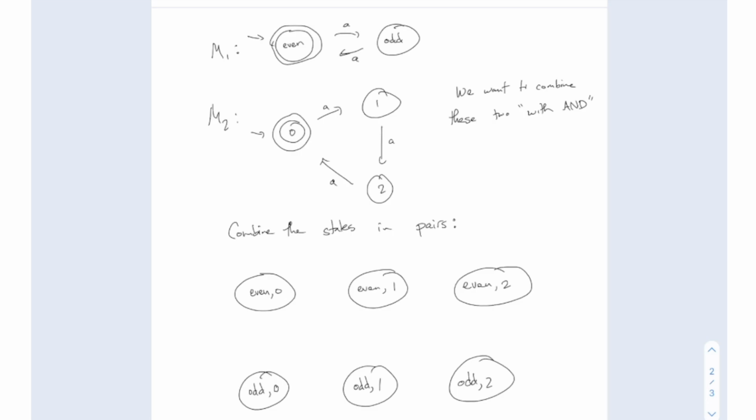Where does this one go if you do an A? You have to look on each of the two machines up there and say where each of them goes. On M1, if I do an A from even, it becomes odd. And from 0, it becomes 1. So I do both of those down here. Even and 0: the even becomes an odd, the 0 becomes a 1. So even and 0 goes to odd and 1.